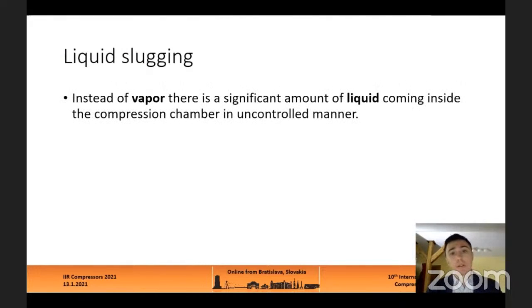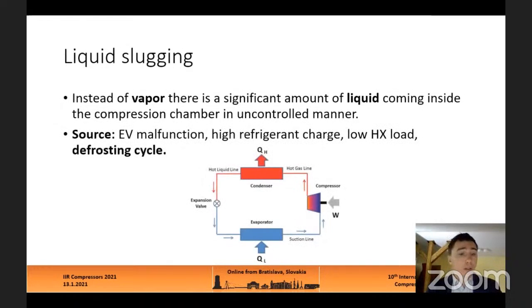During the normal operation of the compressor, we are receiving a vapor or a gas from an evaporator, which goes further to the compression chamber where it is compressed and discharged to the condenser. During liquid slugging, instead of vapor, we have a liquid coming into the cylinder in an uncontrolled manner. The reason for that might be unintentional, for example, the malfunction of the expansion valve, or a high refrigerant charge in the system, or also low load on the heat exchanger or on the evaporator.